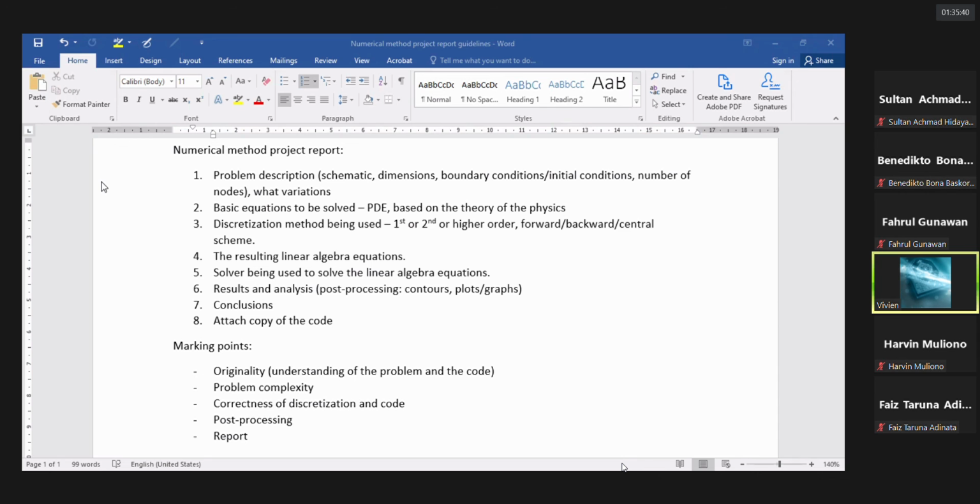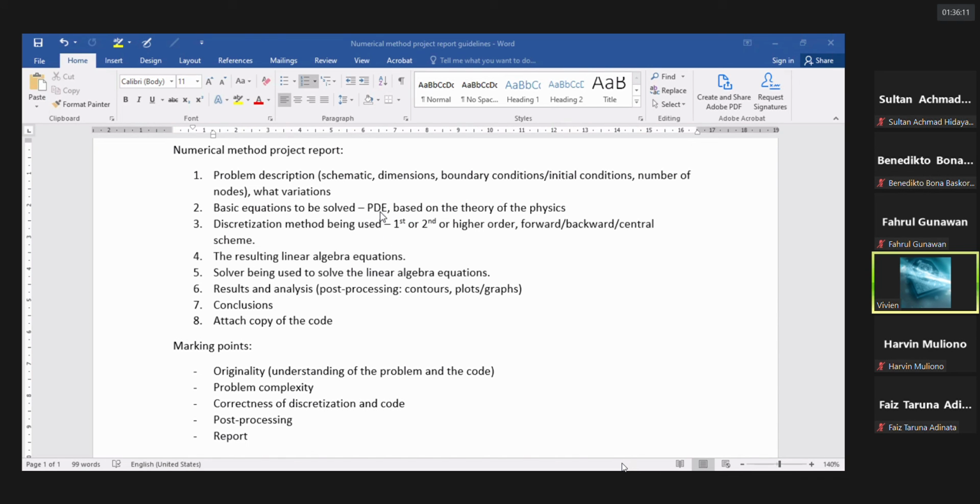Okay, so we will return here. The first one is the problem description, and the second is to state the PDE that is being solved. Because this is an elliptic problem, it should be an elliptic PDE, the basic equation. So write down the basic equations. If you, for example, solve a heat transfer problem, write down the heat conduction equation.